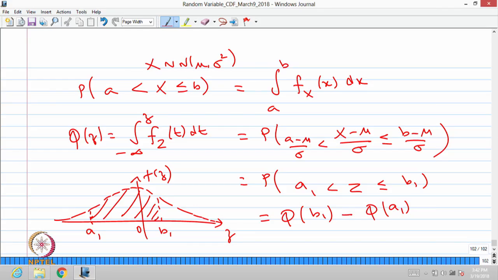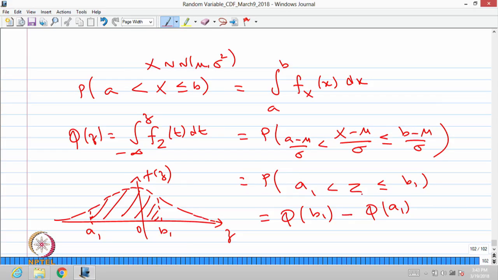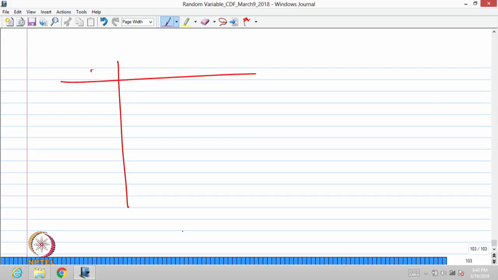Therefore, this probability computation is valid whether both endpoints are closed, both are open, or one is open and one is closed, and so on. For all four types, the probability that x lies between a and b is the same as the probability that z lies between a1 and b1, which is the same as psi of b1 minus psi of a1. Now, psi of b1 you can compute numerically. Similarly, psi of a1 you can compute. The difference is the probability of lying between a1 and b1. So, there is a table for different values of z.